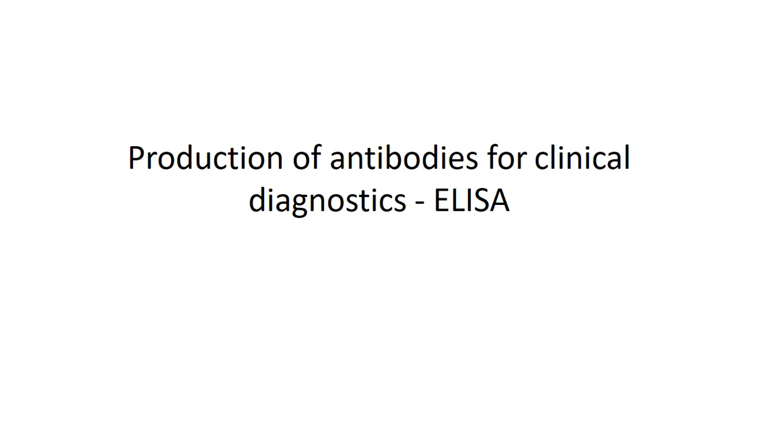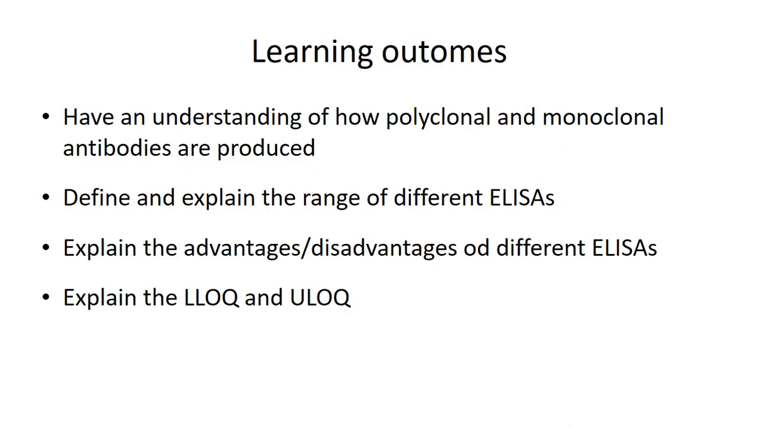Okay folks, so we're going to give an introduction to the production of antibodies for clinical diagnostics, and we're going to specifically focus on the ELISA. As learning outcomes, I would expect you to have an understanding of how polyclonal and monoclonal antibodies are produced. I would expect you to be able to define and explain the range of different ELISAs. That would be the direct, the indirect, the sandwich and the competitive ELISA.